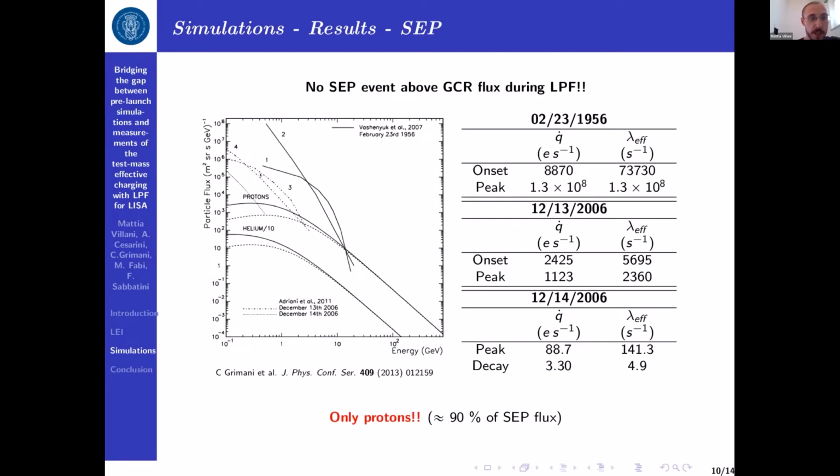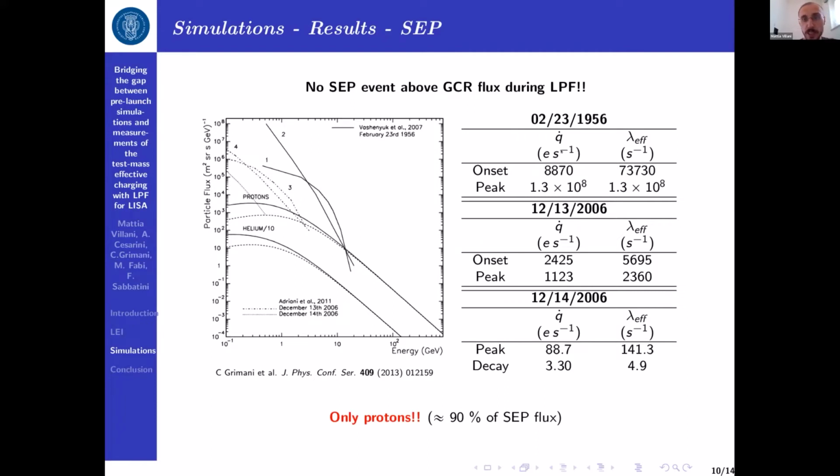This is the weaker event from 13 December of 2006, which reached a flux of about 4 orders of magnitude larger than those of galactic cosmic rays. This is the weakest event we considered, which is about 2 orders of magnitude larger than the galactic cosmic rays.